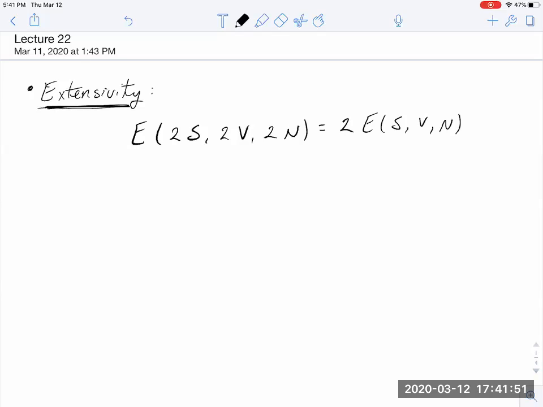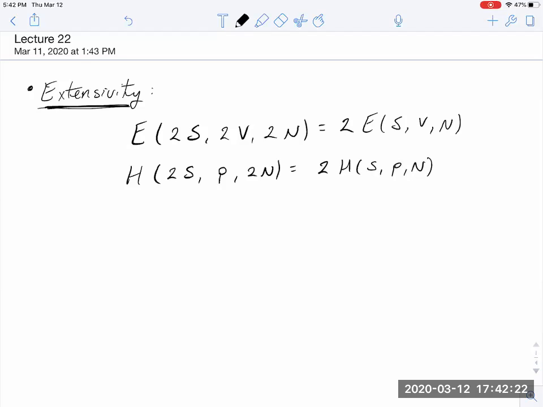So energy is not the only extensive function. Other auxiliary functions like the enthalpy, for example, are extensive. The enthalpy depends naturally on the entropy, the pressure, and the number of particles. And if I double the system by having twice as many particles and twice the entropy, keeping the pressure fixed, that will be like if I had 2 copies of the enthalpy at fixed entropy, pressure, and number of particles.